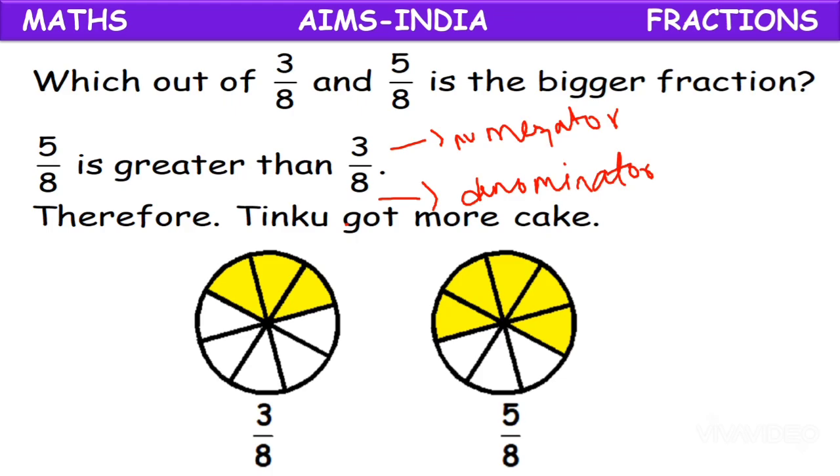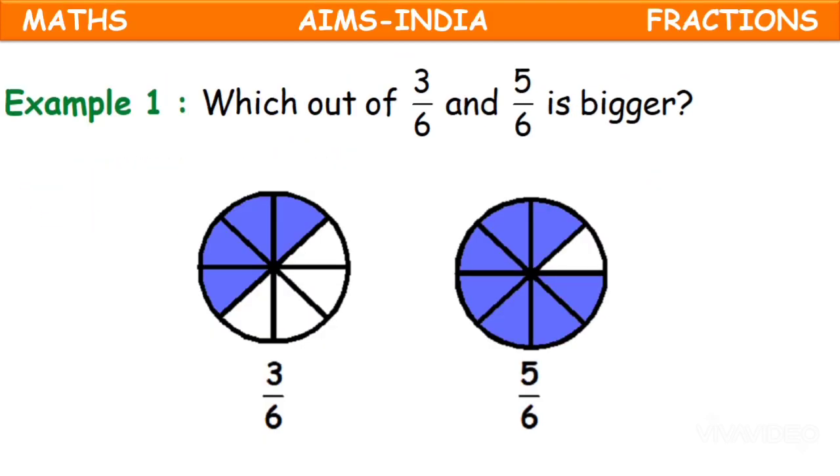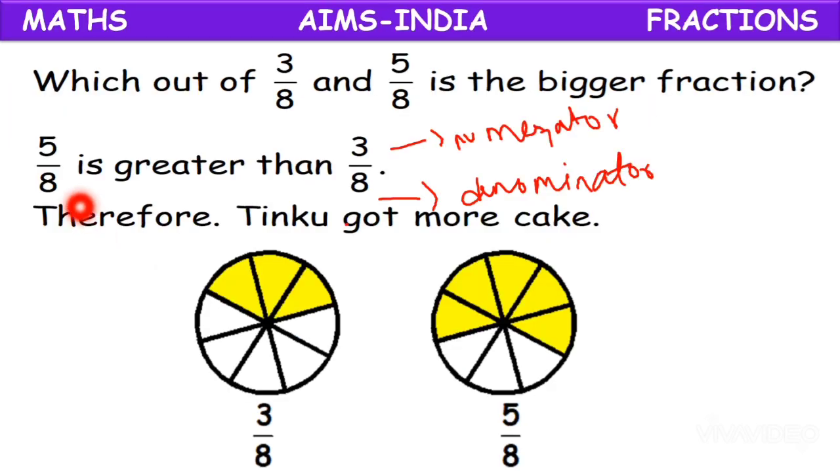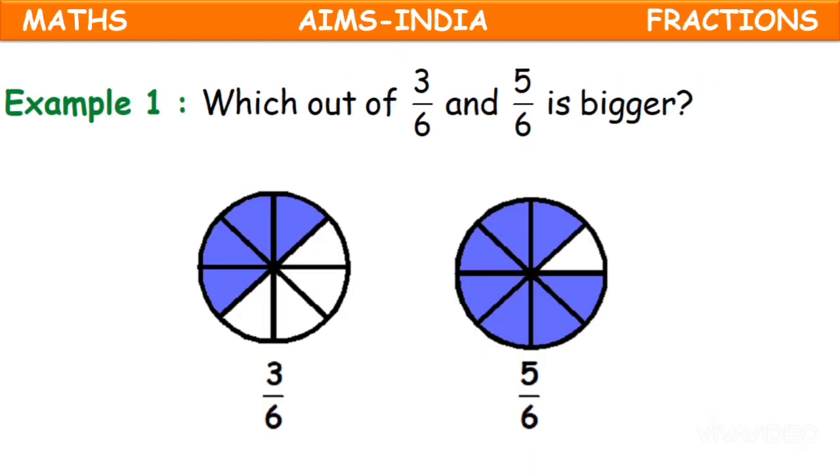Now how to compare like fractions again? When we have two like fractions where the denominators are same, what do we do, children? We simply compare the numerators. Here 5 and 3. We compare 5 and 3. 5 is greater than 3. So 5 by 8 is greater than 3 by 8.